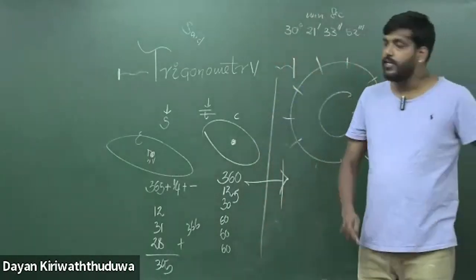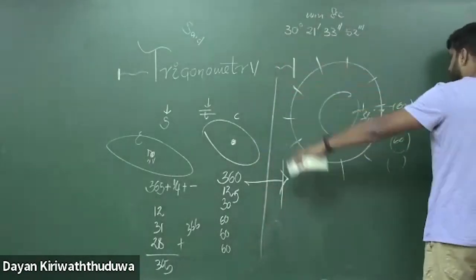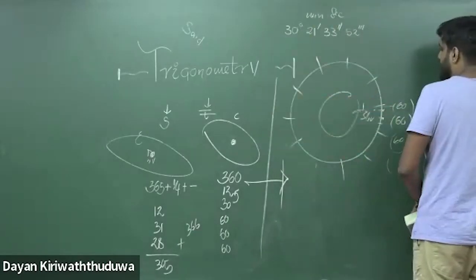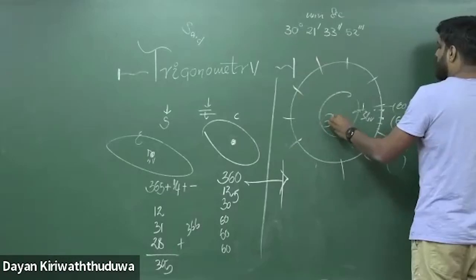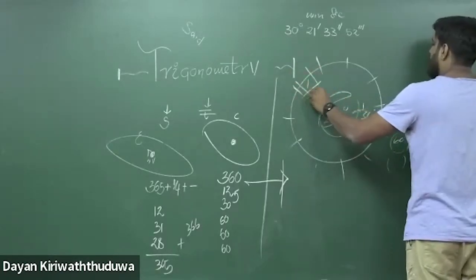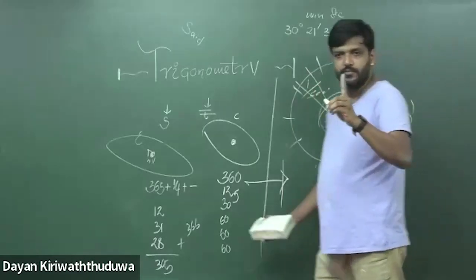So we know a degree is nothing but, geometrically, if the angle around a circle is 360, then 1/360th of that is called a degree.